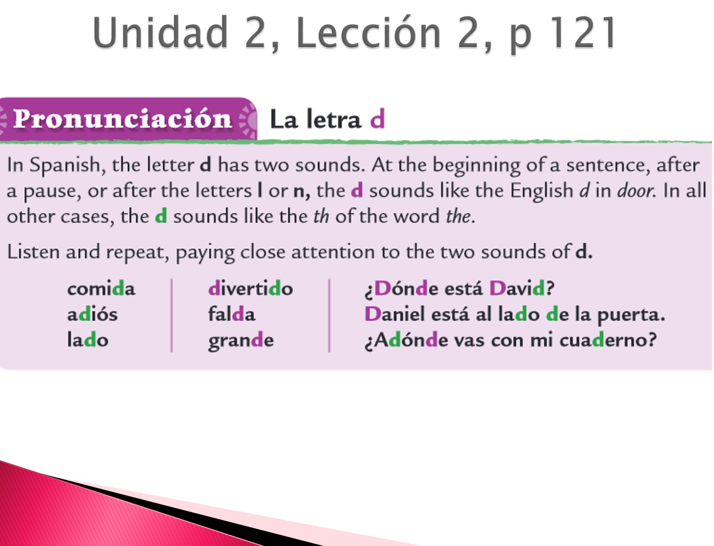Comida, adiós, lado, divertido, falda, grande. ¿Dónde está David? Daniel está al lado de la puerta. ¿A dónde vas con mi cuaderno?